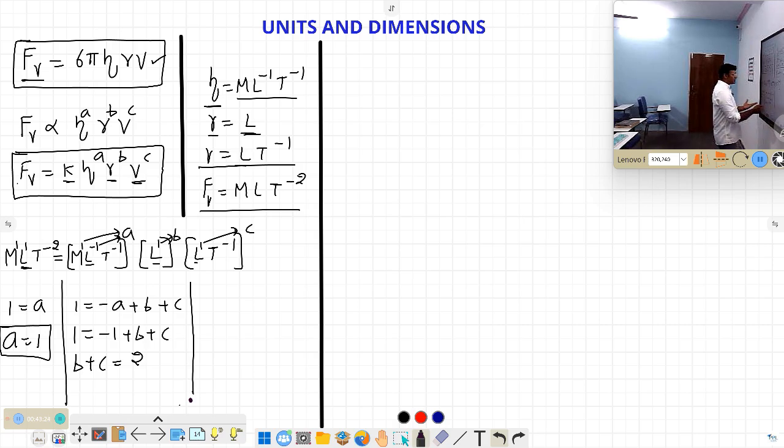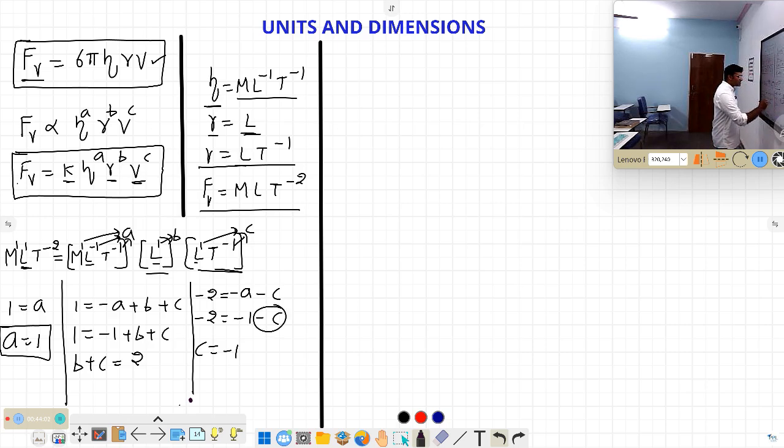Now you can't solve it because the B value you don't know, and the C value also we don't know. Go to the next one, third one, time. So the time dimension of the left side is minus 2. Right side dimension is minus 2 into A, that is nothing but minus 1 into A, nothing but minus A. There is a time here: minus 1 into C, nothing but minus C. So here minus 2 is equal to minus A minus C. What is the A value? 1. If you put the A value 1, minus 2 is equal to minus 1 minus C. So from this I can write the C value. What is the C value? C is equal to minus 1 plus 2.